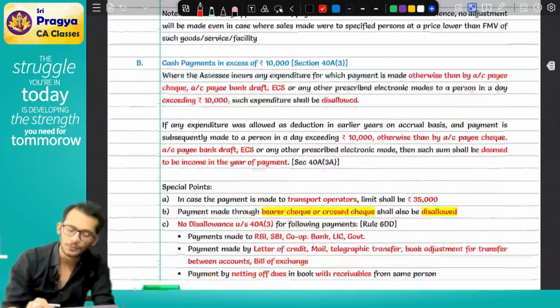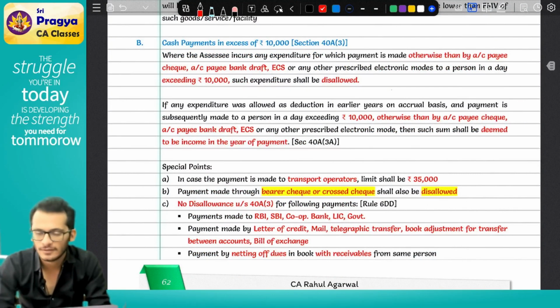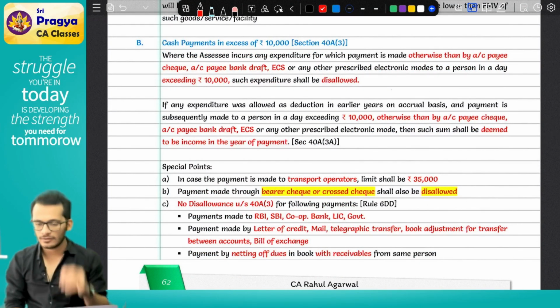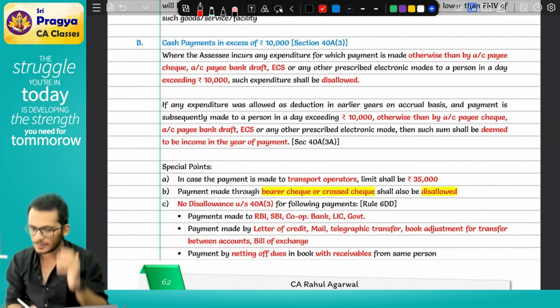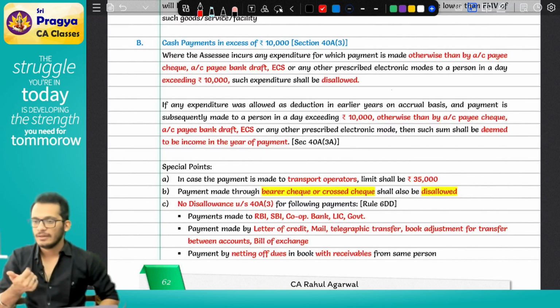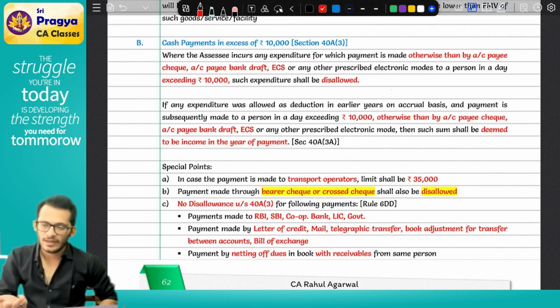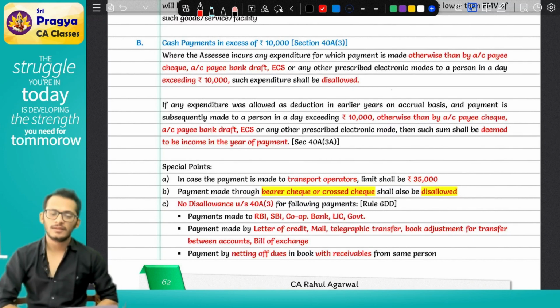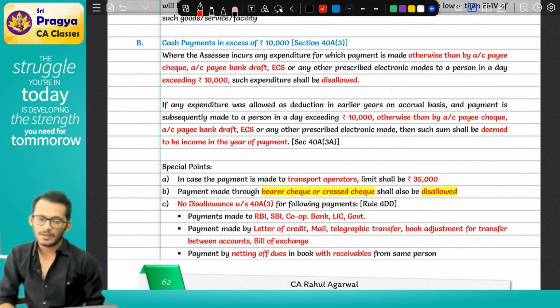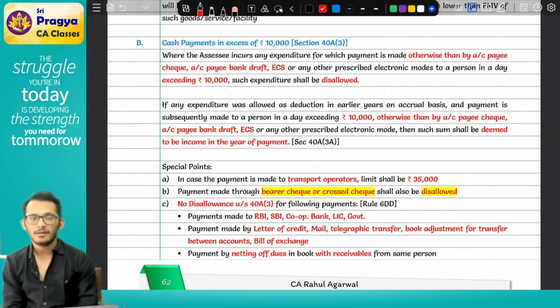Moving on to the next section, 40A(3). This section talks about cash payments. We have already discussed this many times when we did depreciation, scientific research, specified businesses and all those things. We are now discussing normal revenue expenditures.